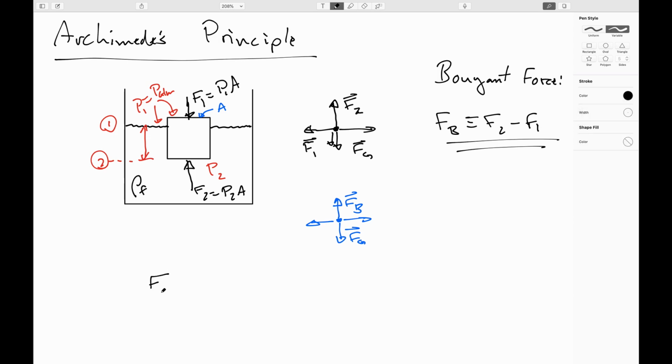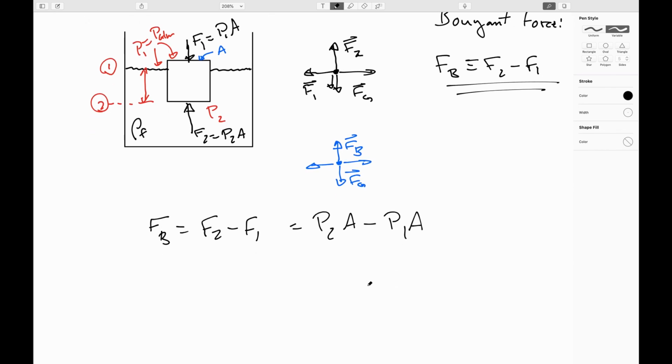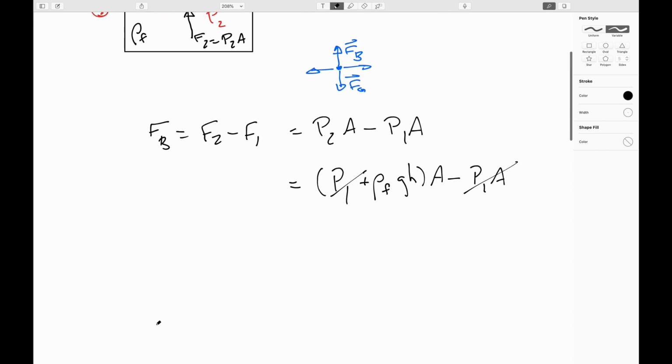We can observe, so the buoyant force, like I said, is defined to be F2 minus F1. So this will be equal to P2A minus P1A. And we can use Pascal's principle here to say, all right, P2 is going to be equal to P1. Because keep in mind, we're fudging this a little bit. We're saying that both this surface and this surface are at pressure P1, which is basically true. P1 plus density of fluid, GH, A, minus P1A. So that cancels, and you are left with rho fluid, G, and then we got this AH.